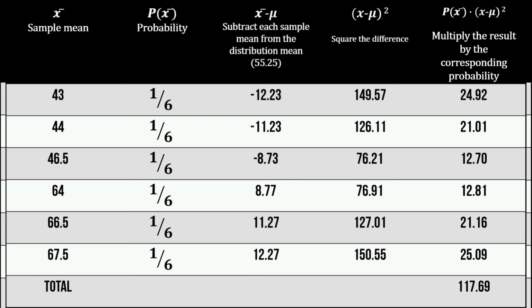Lastly, add the results. We have obtained a total of 117.69. We will substitute this value on the given equation. So the variance of the sampling distribution is 117.69.